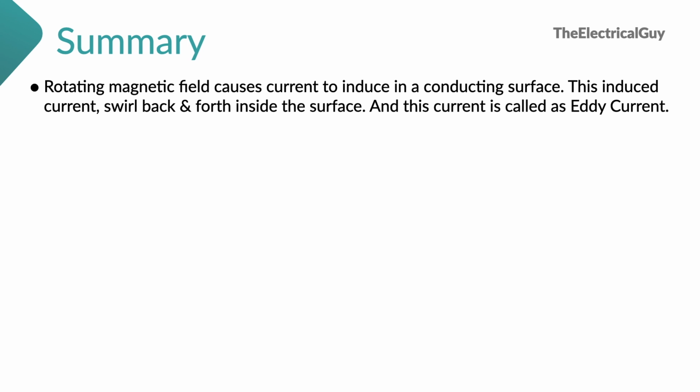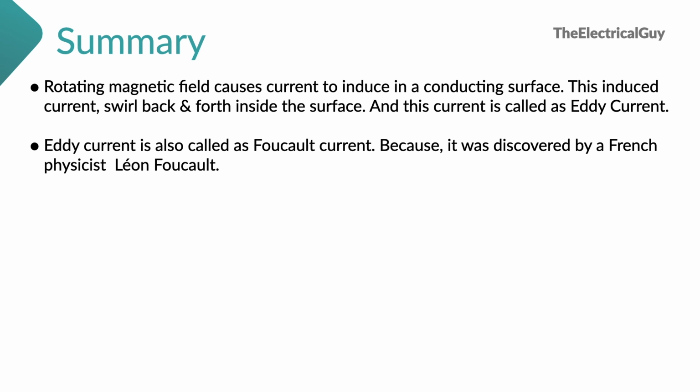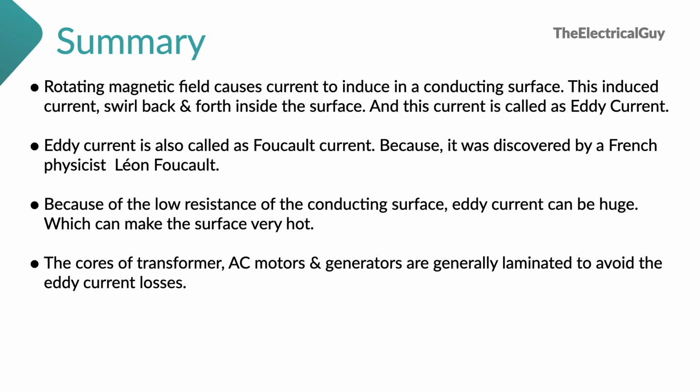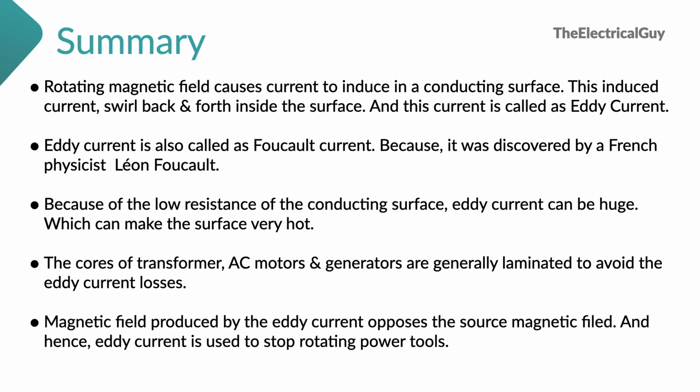Let's summarize this video now. Rotating magnetic field causes current to be induced in a conducting surface. This induced current swirls back and forth inside the surface and this current is called eddy current. Eddy current is also called Foucault current because it was discovered by a French physicist, Leon Foucault. Because of the low resistance of the conducting surface, eddy current can be huge, which can make the surface very hot. The cores of transformers, AC motors and generators are generally laminated to avoid eddy current losses. Magnetic field produced by the eddy current opposes the source magnetic field and hence eddy current is used to stop rotating power tools.